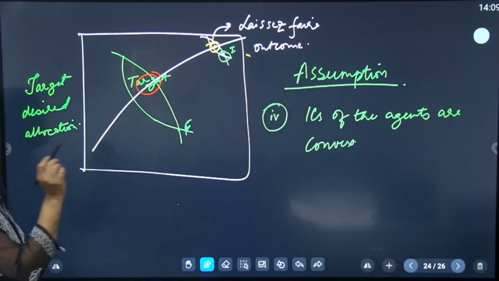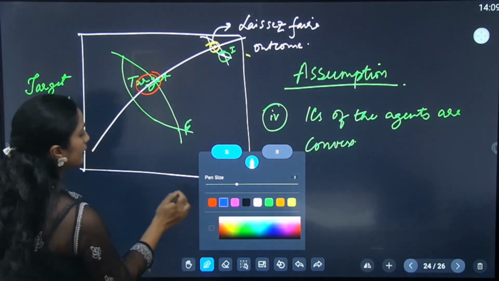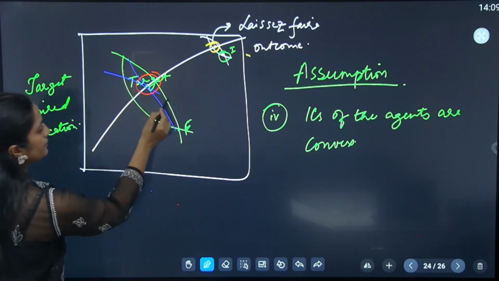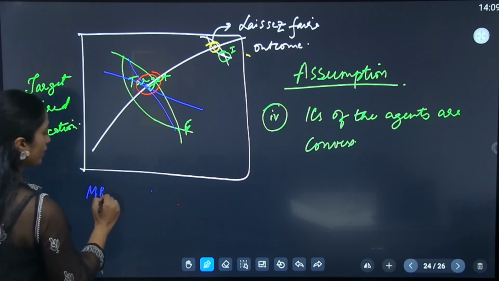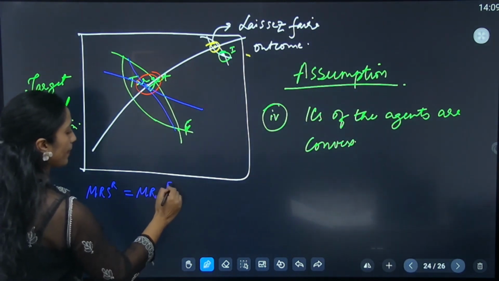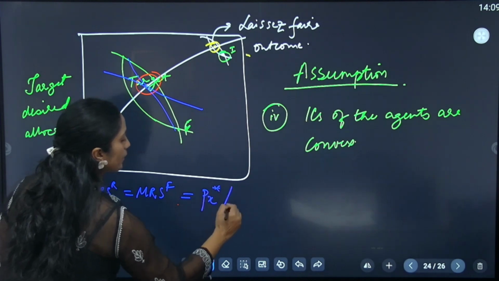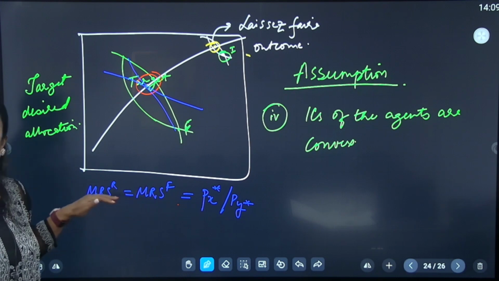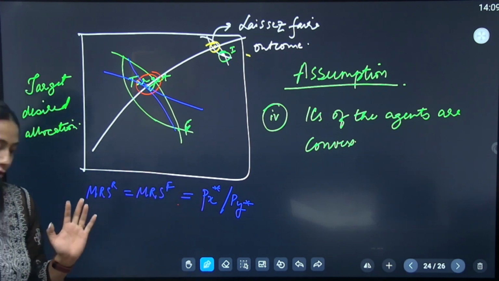We know that target lies on the contract curve, right? So if it lies on the contract curve, it quickly means that it's a tangent point of the ICs, right? That means that the slope of IC1 will be equal to the slope of the IC2, and this should be equal to PX star comma PY star. So whichever slope you take, whatever slope you have, this slope will give you the relative prices of X and Y.